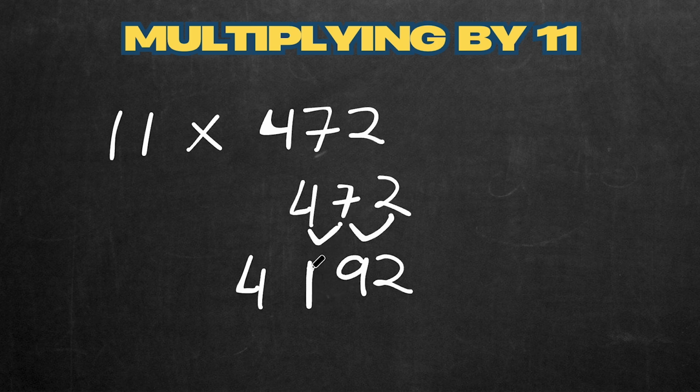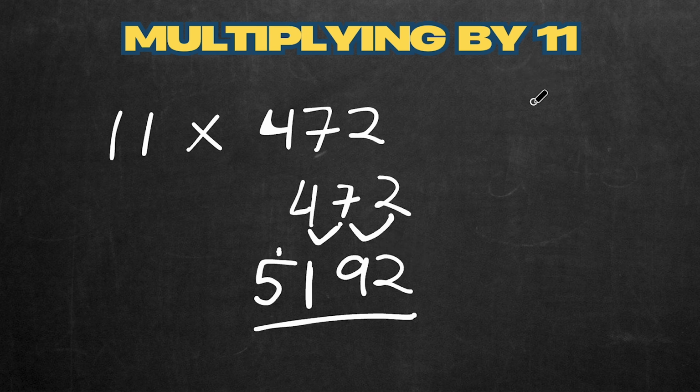So there will be 1 here and 1 will be added here. So 4 plus 1 will be 5 at the end. So our final answer will be 5192. So there was 1 extra which we carried forward to the first number and we added it here. Now why we did this is a mathematical principle, but this is a short way to multiply any number by 11.